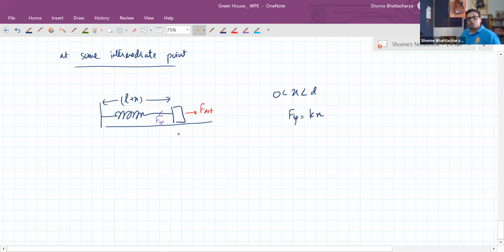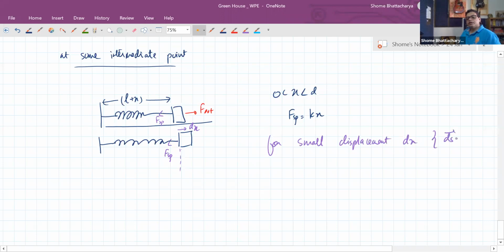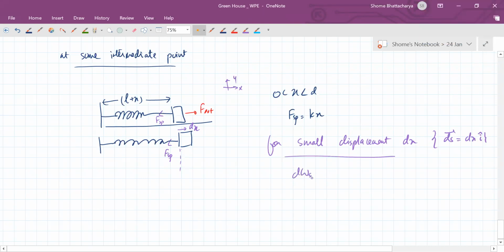Now from here, let's say you make a very small displacement dx in this direction while the spring force is acting in this direction. For the small displacement, writing in vector form, dx is plus dx i cap along the x axis. The work done by the spring for that small displacement will be the spring force dot product with displacement. So that will be minus of spring force into dx, that is minus kx into dx. This is the work done by the spring for the small displacement dx.